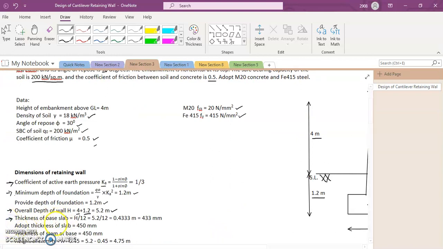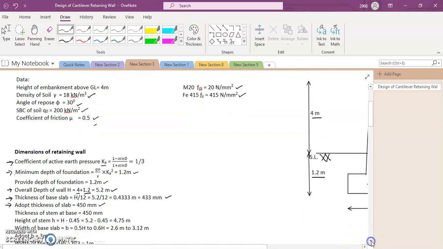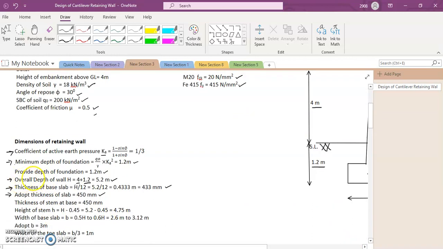As an approximation, the thickness of the base slab is taken as the overall height divided by 12, so 1/12 of the overall height. 5.2 divided by 12 will give us 0.43 meters, which is 433 mm. Let us adopt something slightly higher than this and take it as 450 mm. Generally, the depth of the base slab and the thickness of the stem at its base are kept the same. So we have just calculated the thickness of the base slab as 450 mm, and the thickness of the stem at the base also we will keep as 450 mm.